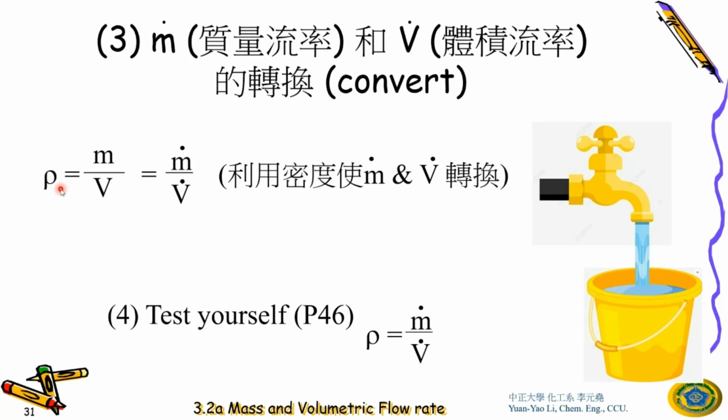For example, if you have a rotameter, you measure the volumetric flow rate. But I say, well, I don't want you to tell me the volumetric flow rate. Please tell me the mass flow rate. Can you do that? Yes, if you have a volumetric flow rate, you know the density of water, for example. Then you just use the conversion factor: the volumetric flow rate times the density becomes the mass flow rate.